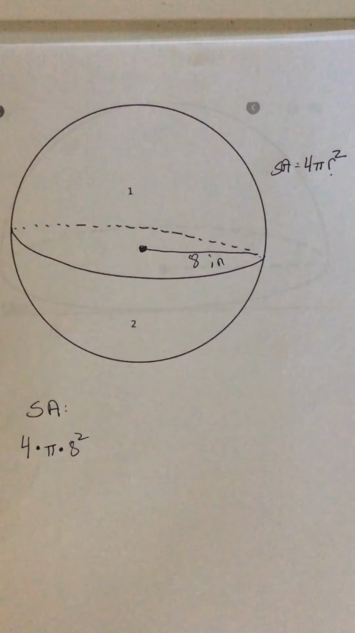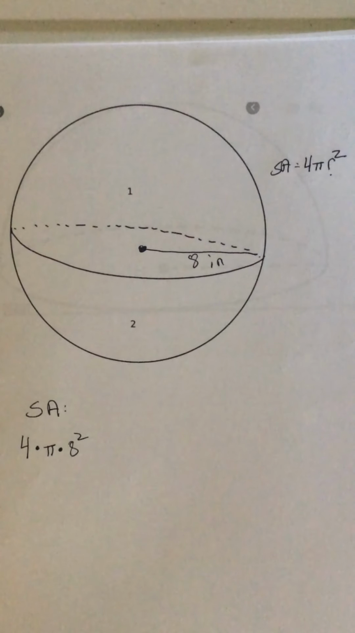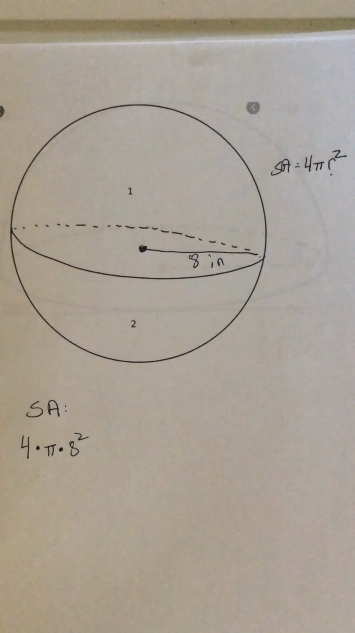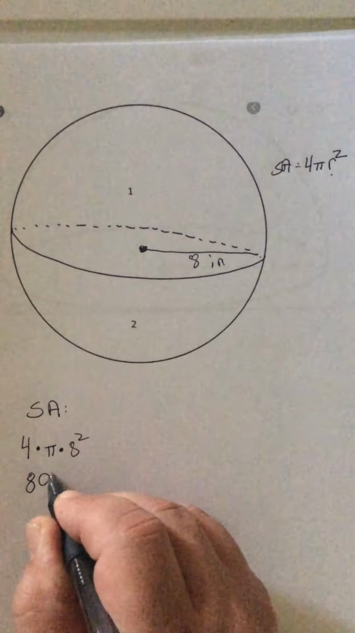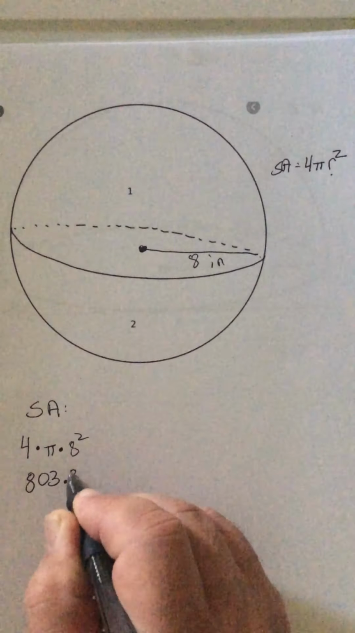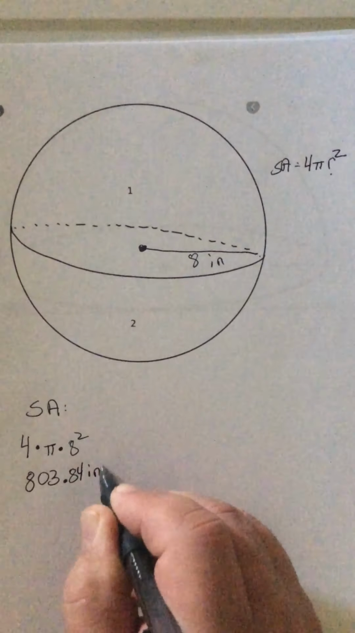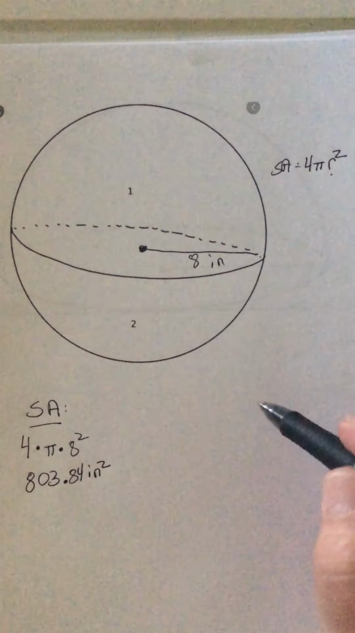So I'm going to go 4 times 3.14 for pi times 8. We'll raise it to the second power. That's 64. And I ended up with 803.84. So 803.84 inches squared since it's area.